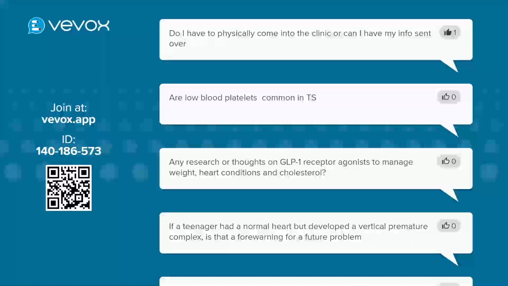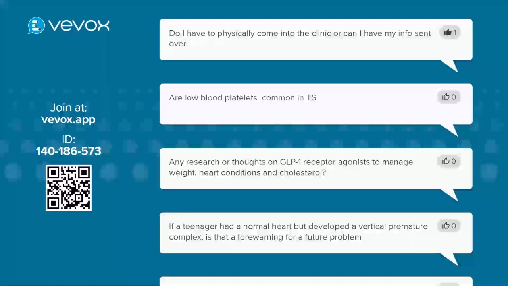Is there any research or thoughts on GLP-1 receptor agonists? So these are things like Mounjaro, things like Ozempic that people have heard about. They're very common and actually becoming hard to get because they're being used by everybody, whether they're obese or not. These can be very effective for weight loss. Do we have any data on them in Turner syndrome? No, we don't have any data in Turner syndrome.